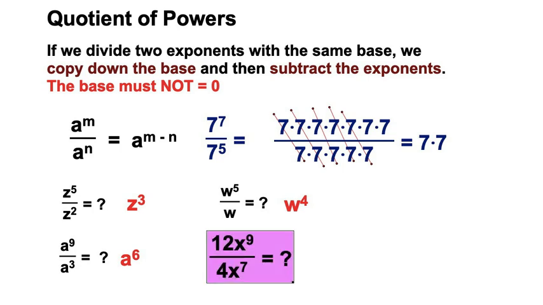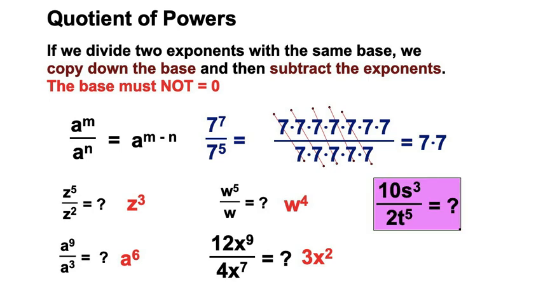How about this one? Uh-oh. Well, we got multiple things going on here. First off, do we have the same base? Yes. X to the 9th divided by x to the 7th. Copy down the base. X to the 9 minus 7 power. That's x squared. What about the 12 and the 4? Well, you're just going to divide those just like you would normally. 12 divided by 4, well, that's 3. So this is going to simplify to 3x squared. If you were confused, well, you could expand it. But I don't think you have to. I think you got this.